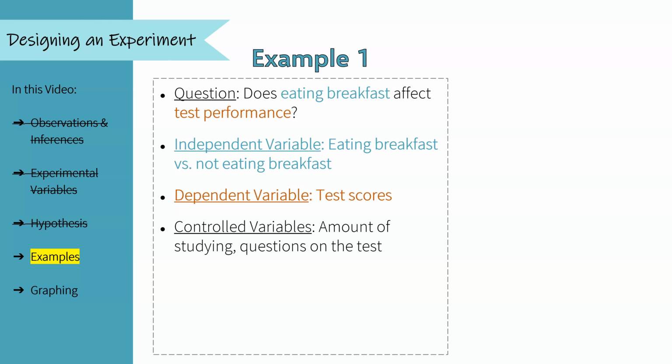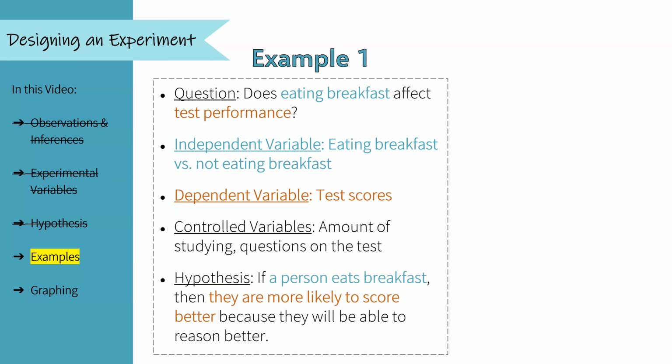Finally, I'll write a hypothesis, and this is the one I wrote. So if a person eats breakfast, right, something about my independent variable, then they are more likely to score better, something about my dependent variable. And then because they'll be able to reason or think better.